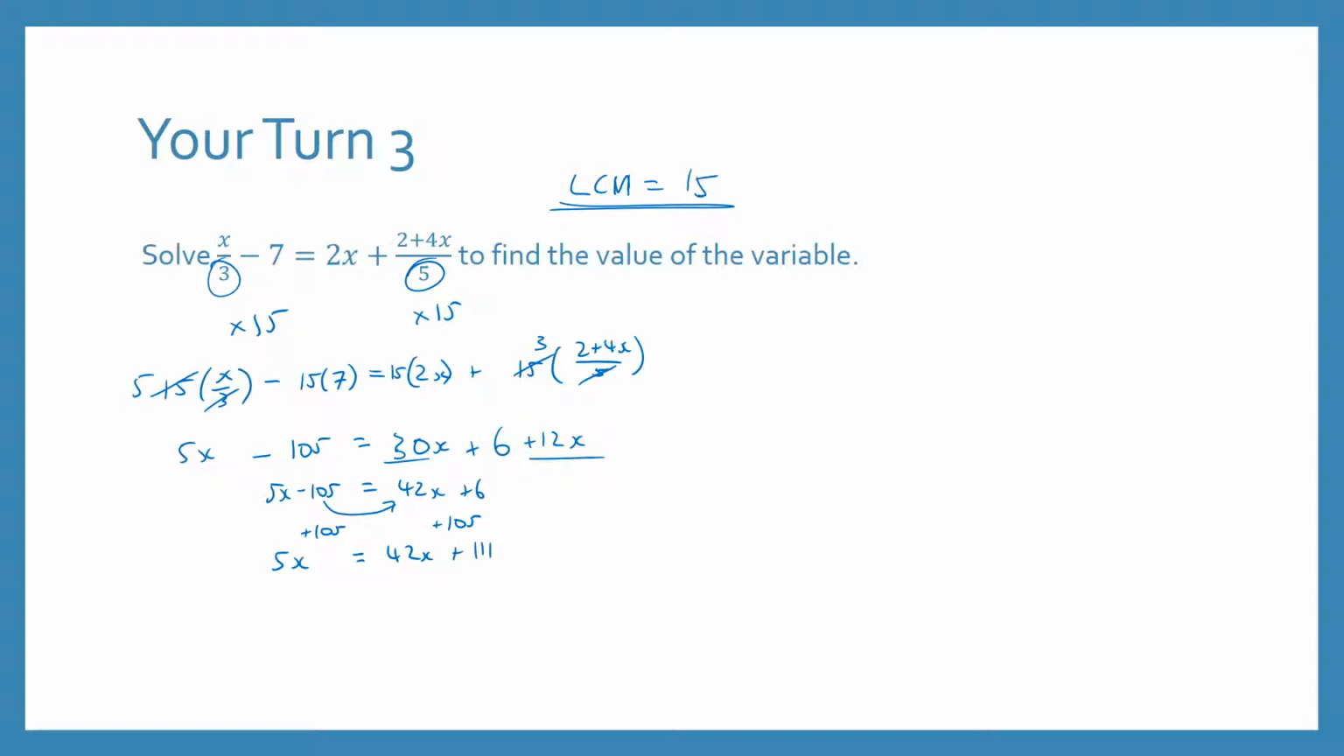And then we want this over there. So we're going to subtract 42x, which is going to give us minus 37x equals 111, and then finally divide by minus 37, and we get x equals 111 over minus 37. Again, you could simplify this and make it into a proper fraction, but that is the solution.